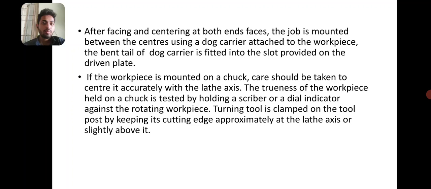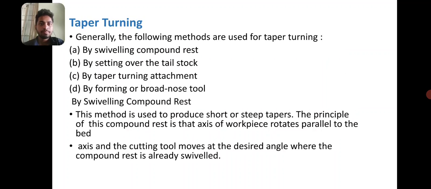The trueness of the workpiece held on a chuck is tested by holding a scriber or a dial indicator against the rotating workpiece. Turning tool is clamped on the tool post by keeping its cutting edge approximately at the lathe axis or slightly above it.